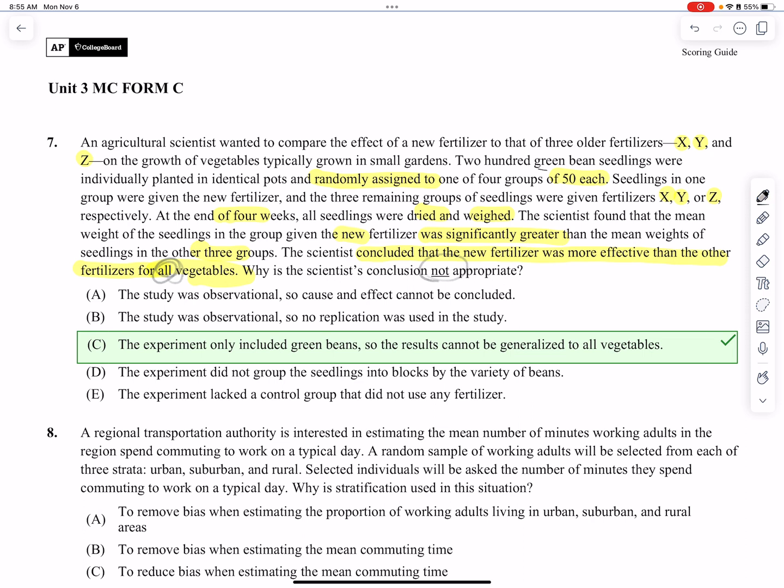I did 200 green bean seedlings. I did all green bean seedlings. So the first thing that's sticking out to me like a sore thumb is I did 200 green bean seedlings, and I'm concluding that the fertilizer is best for all vegetables, and that can't be right. So yes, indeed, it's the green beans and not all vegetables.